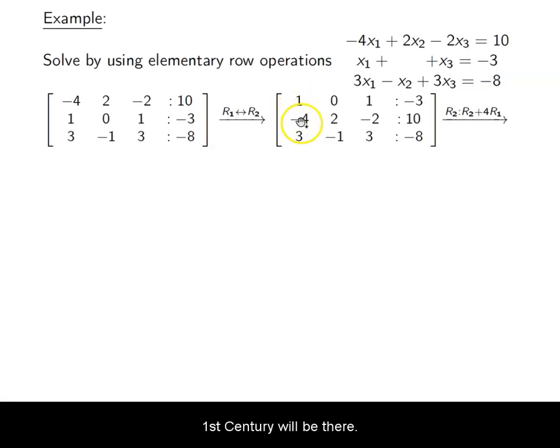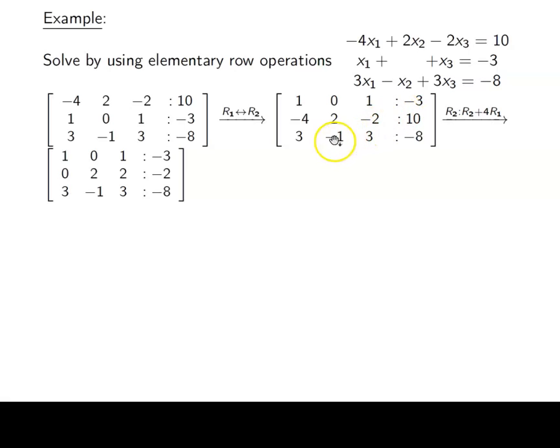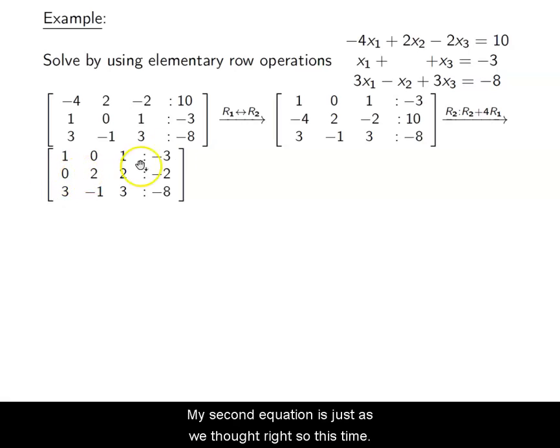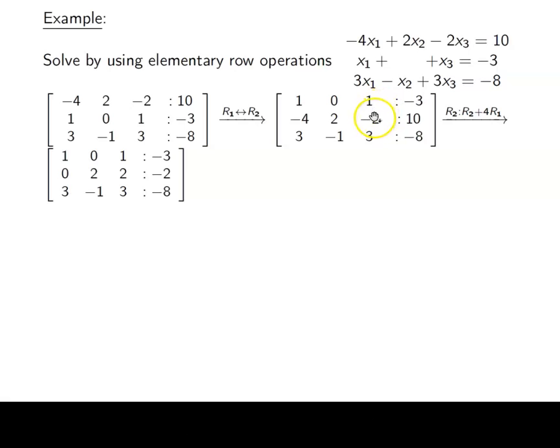So again, the first entry will be 0. This will stay at 2. This will be -2 plus 4. And this will be 10 minus 12. Here we go. So my first equation stays the same. It doesn't change. My second equation is just as we thought, right? So this turns into 0. This stays at 2. This turns into -2 plus 4, so it's a +2. This is 10 minus 12, so it's a -2. The first equation, last equation don't change.